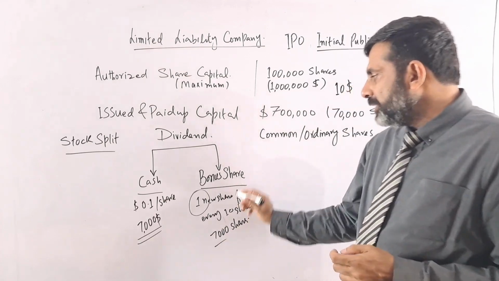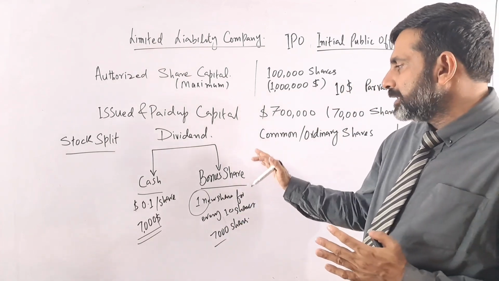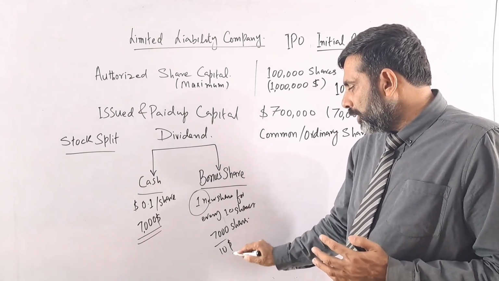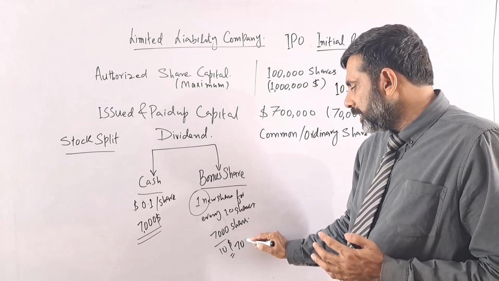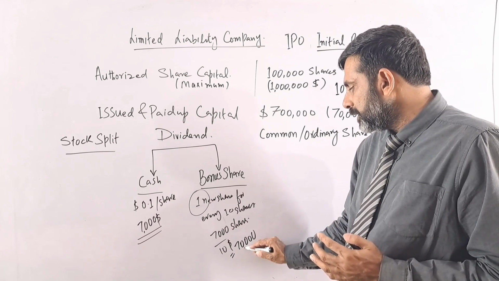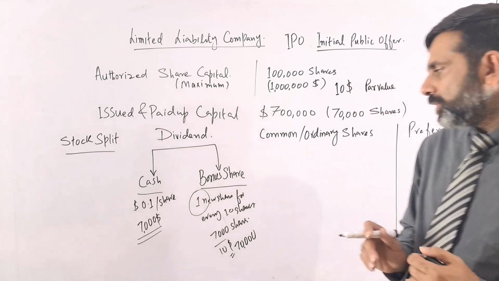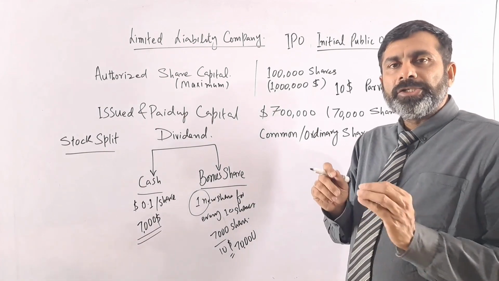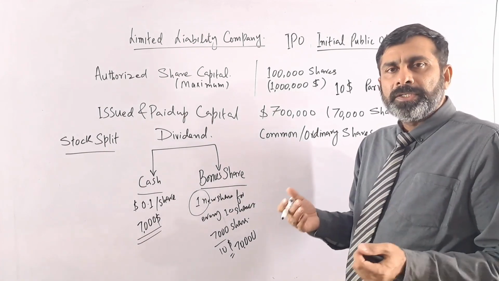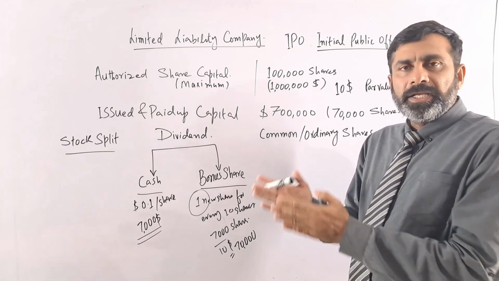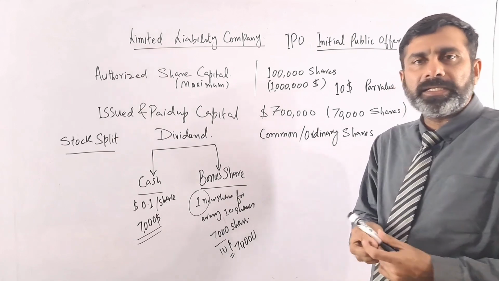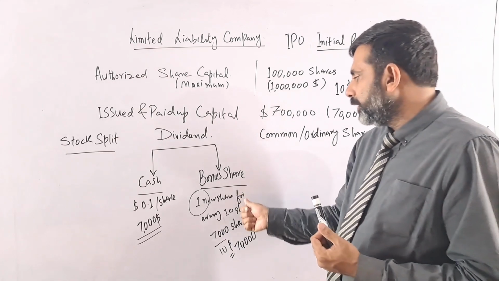So this 7,000 will be considered the bonus share, and obviously it is issued at the par value of $10. So in this case they are giving a total dividend of $70,000. So $70,000 is the total value of shares issued in the form of bonus shares. This is again a reduction from the retained earnings, but not in the form of cash. It is a reduction from the retained earnings in the form of new shares.